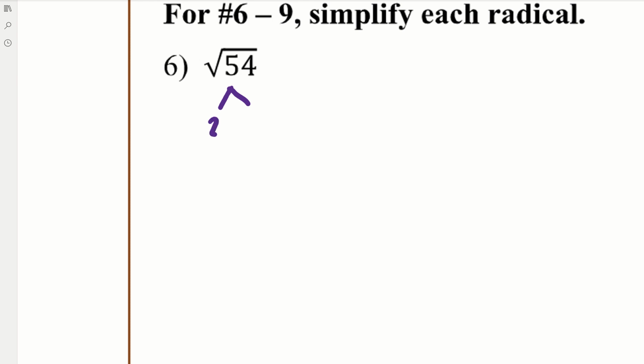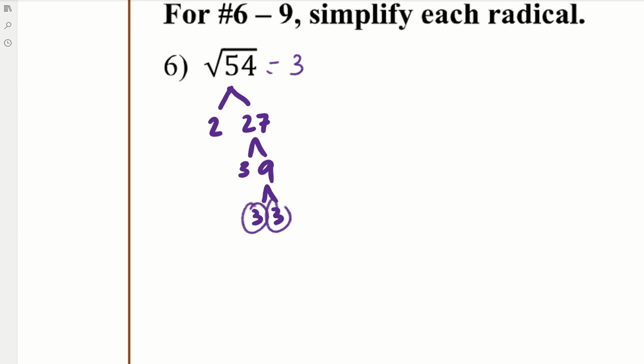Yep, 2 and 27. Okay, 27, 2 is done. That's the end of that branch. 27 factors to 3 and 9. 9 factors to 3 and 3. So we have a pair of 3's that get to simplify out of the radicals. It comes out as just a single 3.